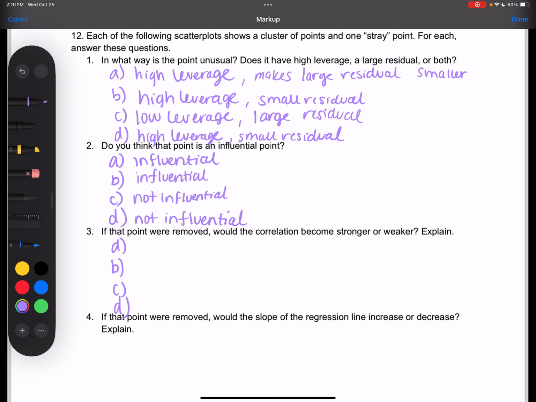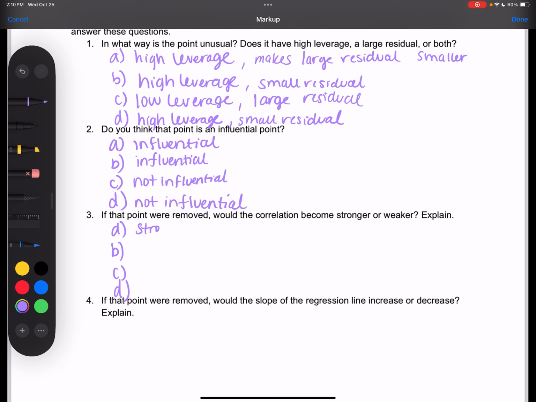All right. If that point were removed, would the correlation become stronger or weaker? Absolutely stronger. Josh, you can't just say yes. Stronger. That's how tightly packed together the points are.